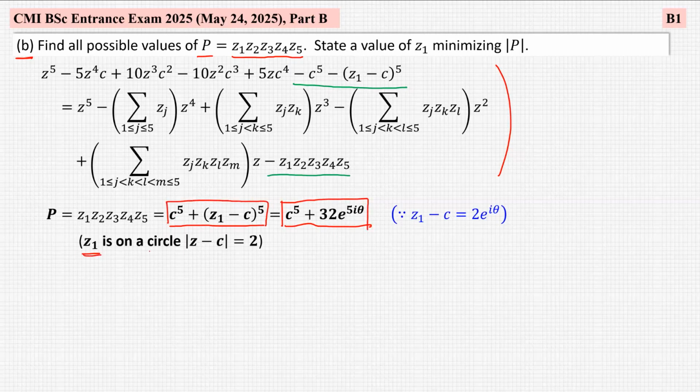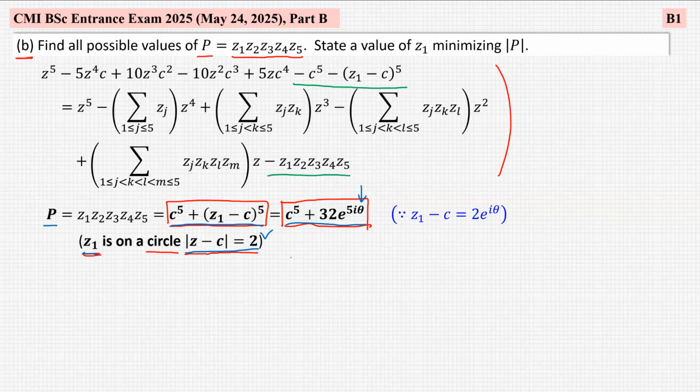Here, z1 moves on a circle, absolute value of z minus c equals 2. So you can say that p can have values of c to the 5th power plus z1 minus c to the 5th power when z1 is on the circle absolute value of z minus c equals 2, or equivalently, values of c to the 5th power plus 32 times e to the power of 5i theta as real number theta changes, which implies the aforementioned circle condition.